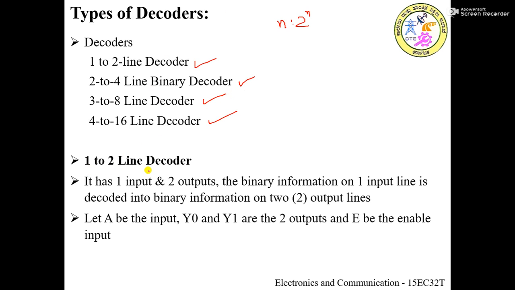For the first one, that is the 1 to 2 line decoder, it has only one input and two outputs, and here the binary information on one input line is decoded into binary information on two output lines. Decoding means, out of 2 to the power of n output lines, only one line will be activated and its value will be 1, and the rest of the output lines will be 0. We'll see it in the truth table. So let's designate the inputs and outputs with literals. Let A be the input, Y0 and Y1 be the outputs, and E be the enable input.